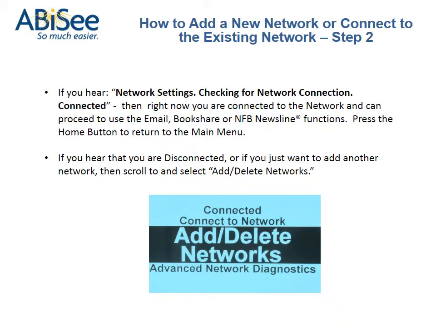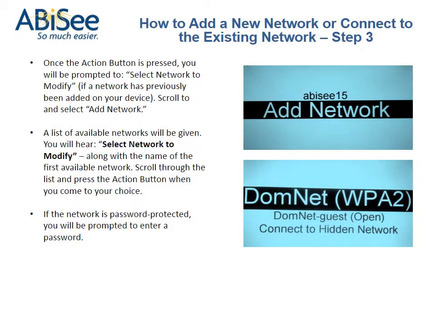Step 2. If you hear Network Settings, checking for network connection. Connected, then right now you are connected to the network and can proceed to use the email, Bookshare or NFB Newsline functions. Press the Home button to return to the main menu. If you hear that you are disconnected, or if you just want to add another network, then scroll to and select Add/Delete Networks.